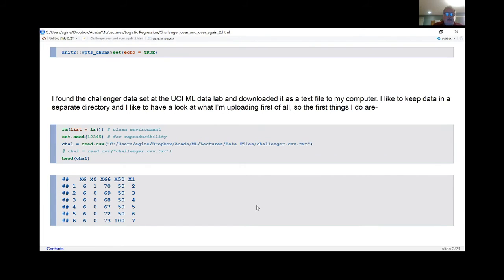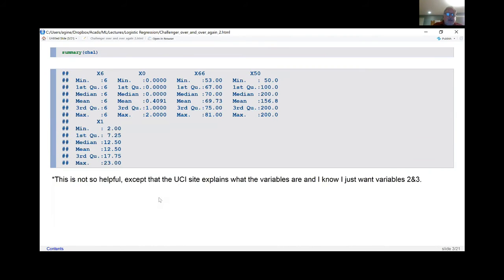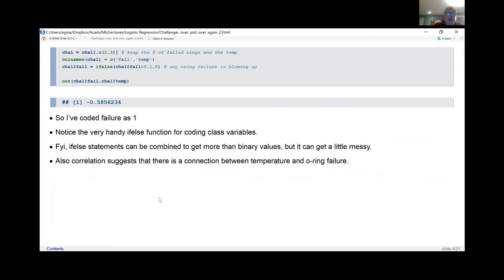They have a lot of data sets, and I'm not going to present you immediately with a clean data set. Notice that for reproducibility, I get the same answers every time because I've set the seed, and then I just read this data set from my library. The first thing I want to do is look at it, and I have no idea what that means. The summary doesn't help. But in this case, the UCI site explained exactly what was going on. I actually only want variables 2 and 3, which are whether it failed or not and what the temperature was. As Neil was saying, you have to look at your data set. So is there anything going on? The first thing I wanted to do is code it as 0.